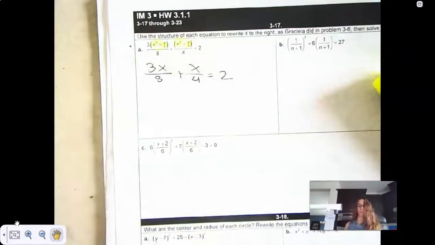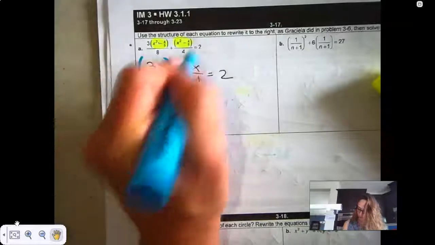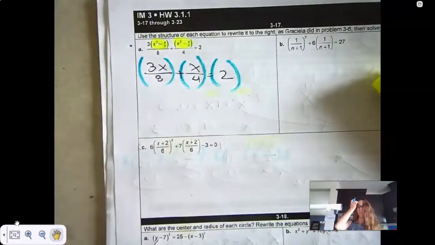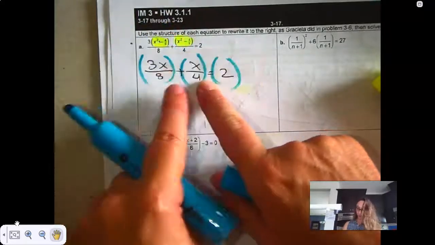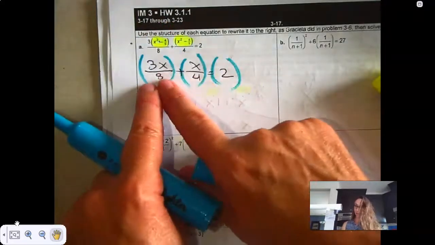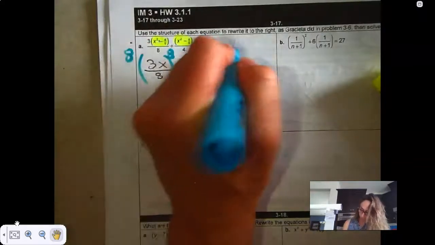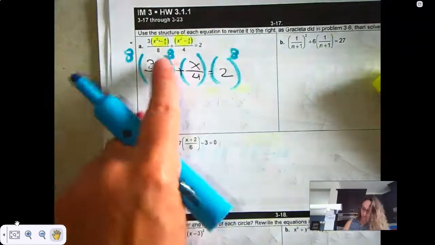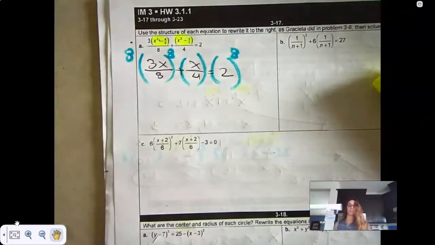There's different ways to do this problem. What I would do, because I don't like fractions, is I would multiply everything by the bottom number. Now, if I multiply them all by 4, that'll go away, but that 8 will not go away. But if I multiply this by 8, that 8 will go away. 8 divided by 4 is 2, so that 4 will also go away.